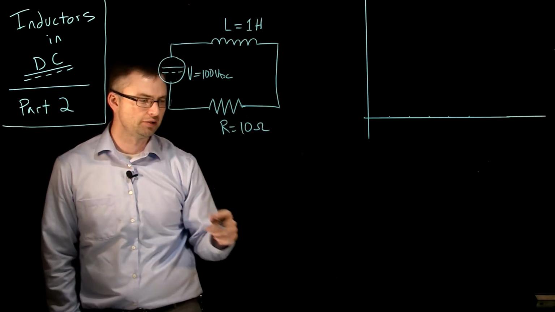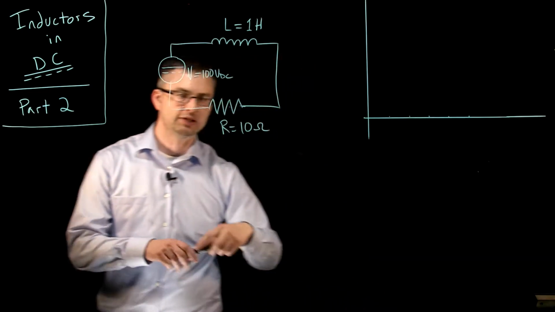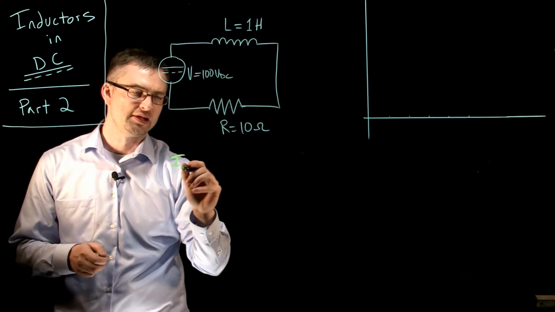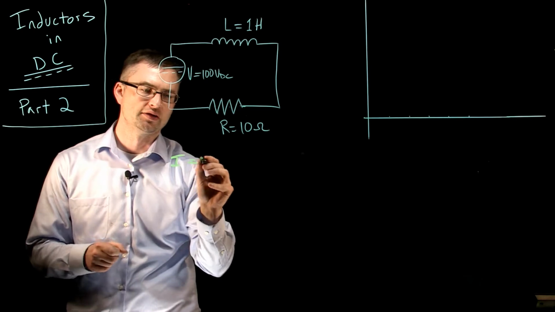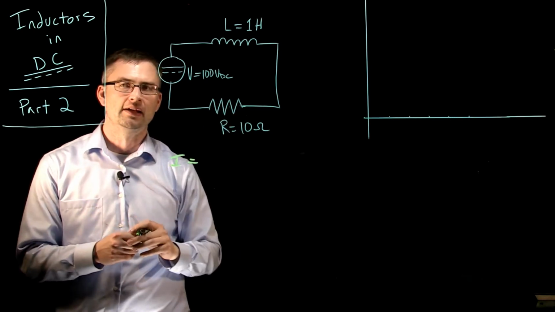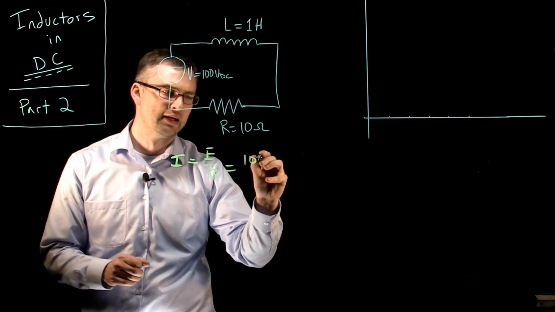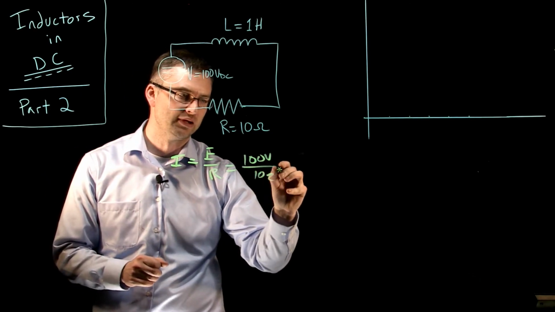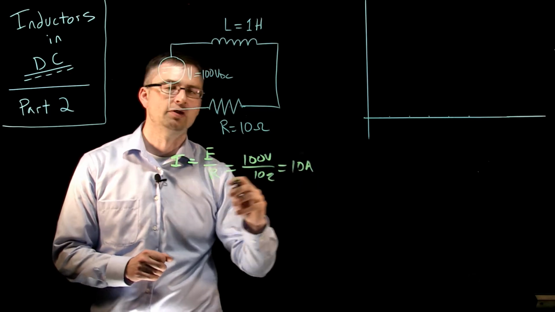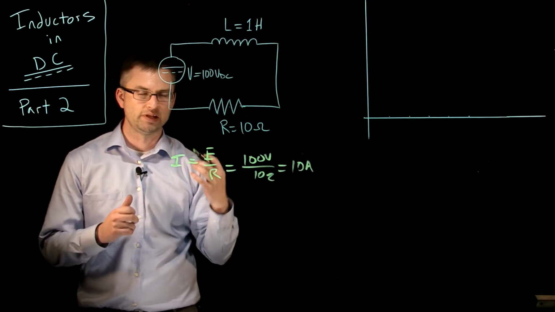A couple of things we want to do. Let's go ahead and figure out what the maximum current in that circuit is going to be. And in DC, the current is going to be dictated by the resistance. So it's going to be E over R, simple Ohm's law, 100 volts at 10 ohms, and we have 10 amps of current is going to flow at max in that circuit.